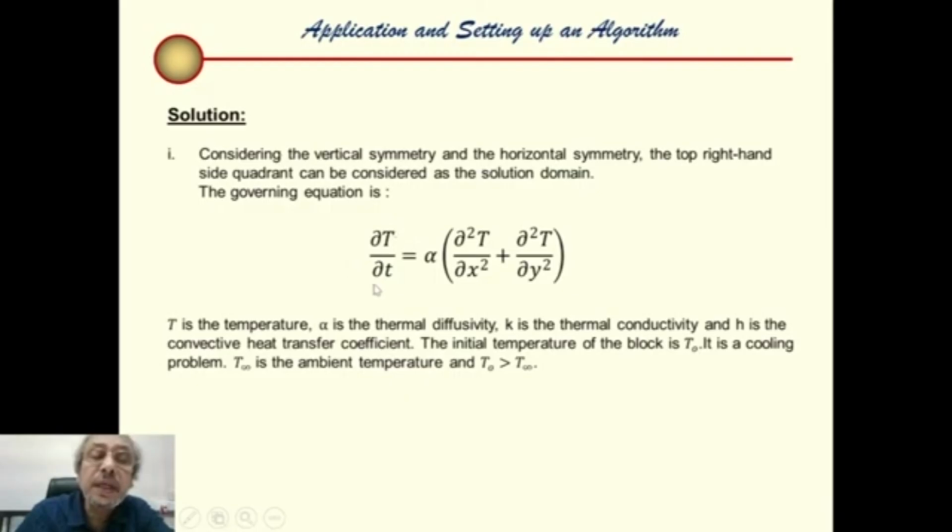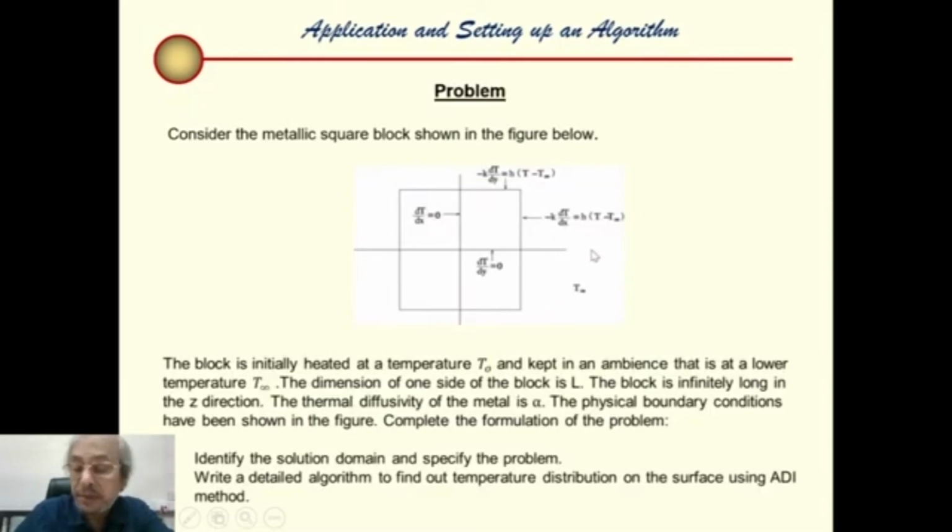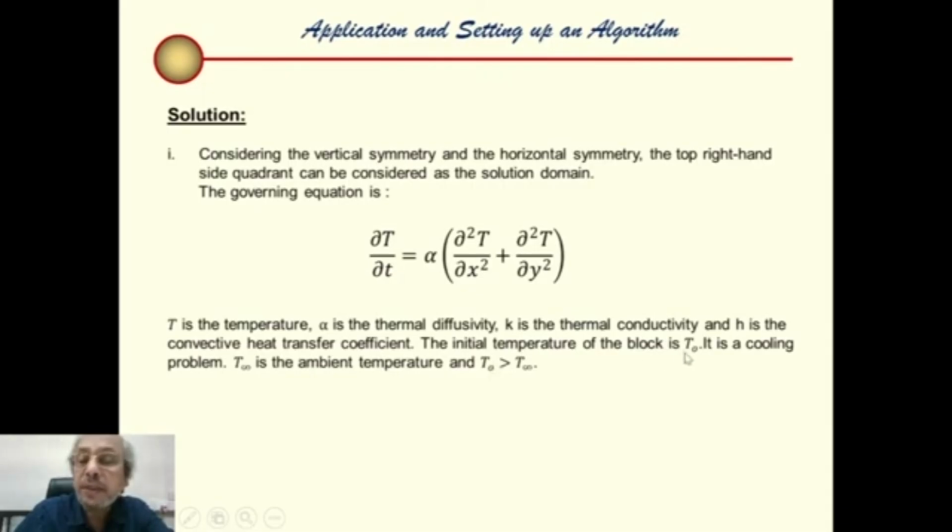And the governing equation is del T del time equal to alpha times del 2T del x2 plus del 2T del y2. Alpha is the thermal diffusivity, K is the thermal conductivity, H is the convective heat transfer coefficient. We have already seen this geometry, and the initial temperature of the block is T naught, which we have said is higher than ambient temperature, so it is a cooling problem, and T infinity is the ambient temperature, T naught is greater than T infinity. That is the physical interpretation of the problem.